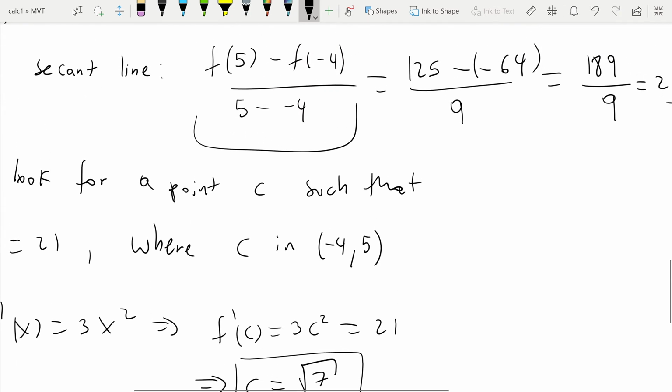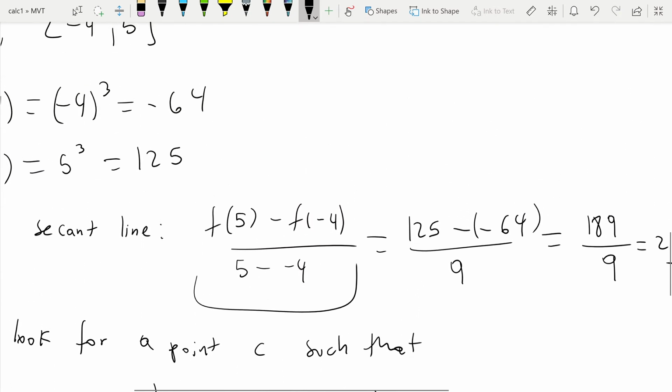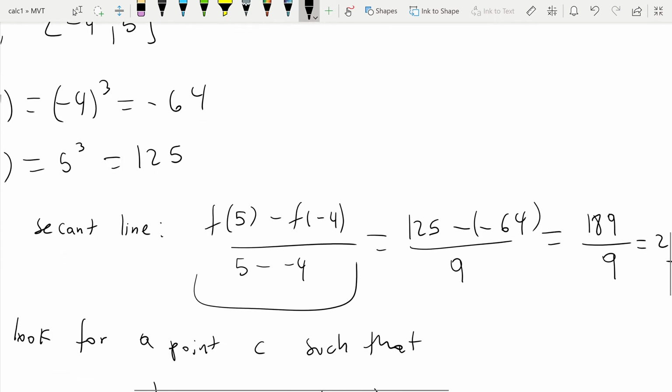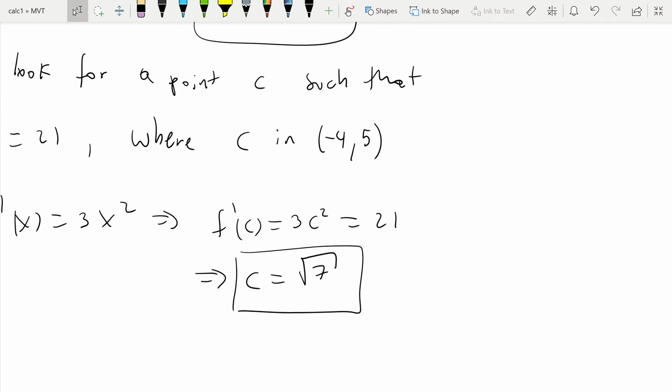And is the square root of 7 between minus 4 and 5? In fact, we get two possible values for c in principle, so plus or minus the square root of 7. But we are asked to find at least one. So let me just rewrite this.